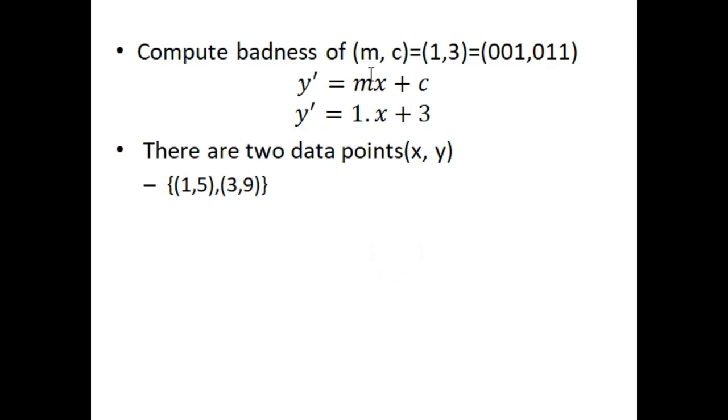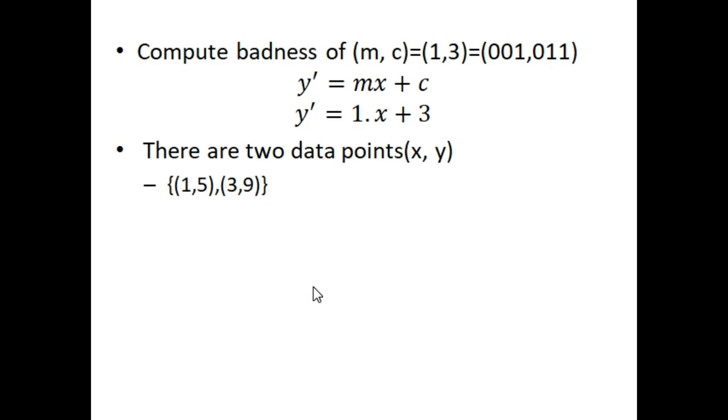So for our next pair of M and C, which are randomly initialized, the value of M and C is 1 and 3. Just I put these two values in this equation. The y prime, the predicted y is equal to x plus 3. So 1 जो कि मैं इसको 1 को हम नहीं भी लिखते इस तरह से. So the value of y prime is equal to x plus 3.